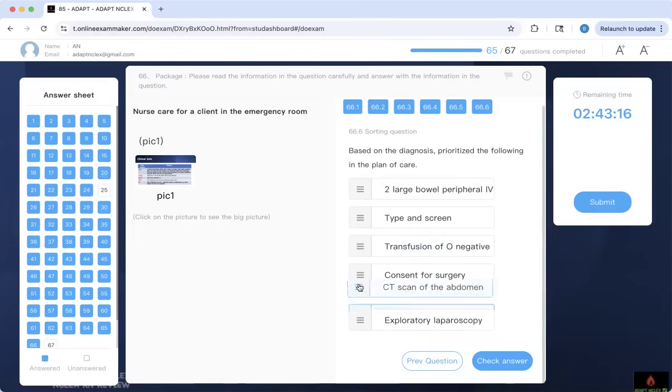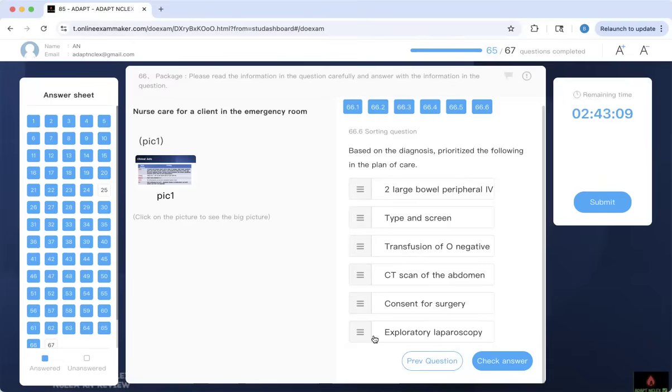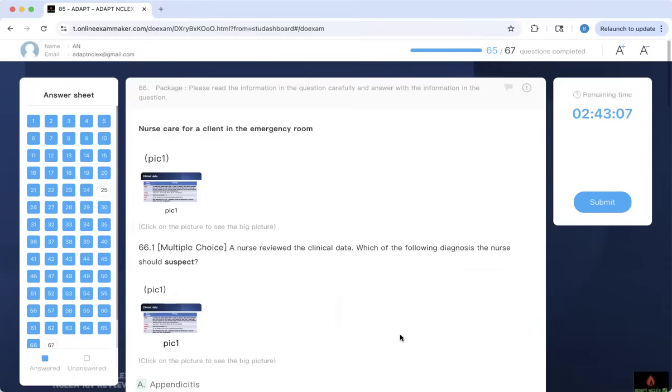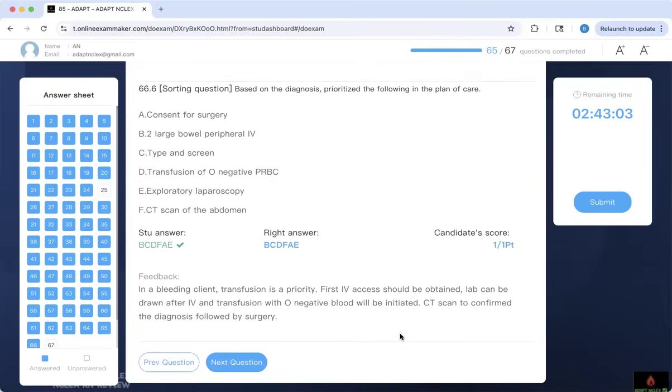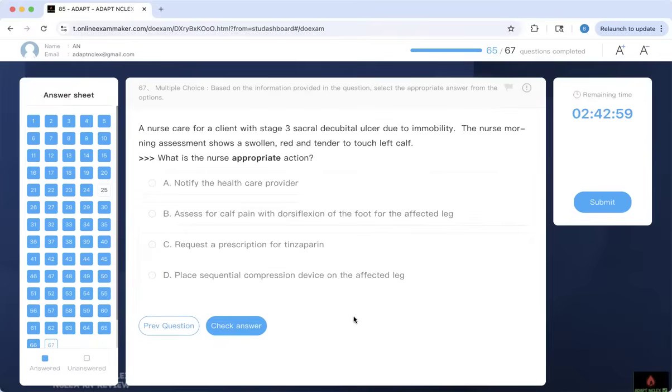We should get a CT scan. Then we consent you for surgery and you go into surgery. This is the way it will go based on the patient's condition. And this is appendicitis evolving into what? Ectopic pregnancy.